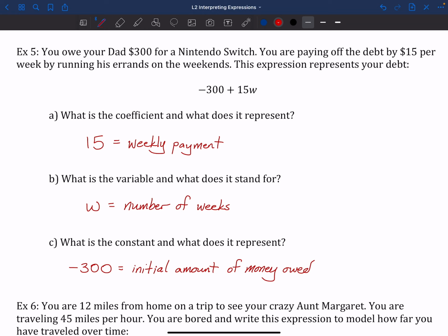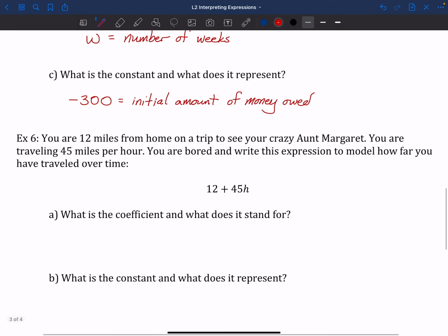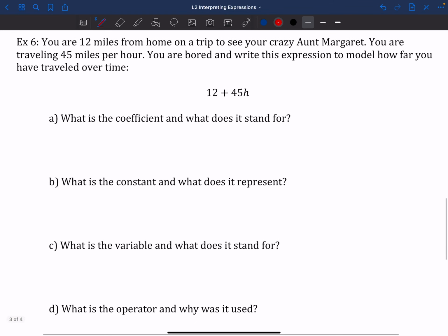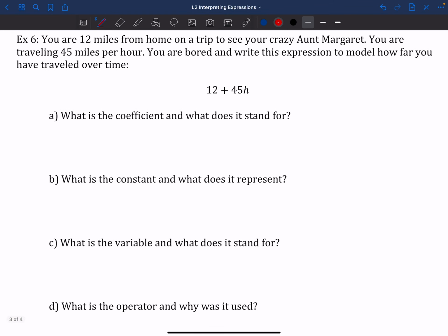Right? So what I'd like you to do is we've done a couple of these together. I want you to try out this next one, right? You're 12 miles from home on a trip to see your crazy Aunt Margaret. You're traveling 45 miles per hour. You're bored, and you write this expression to model how far you've traveled over time. Right, so figure out the coefficient, the constant, the variable, what they stand for, and then try that last one for what the operator is.